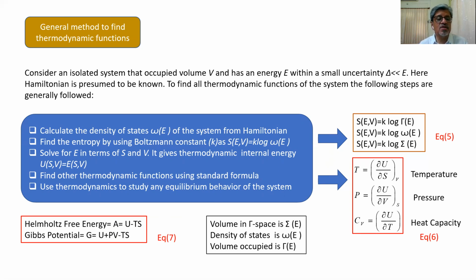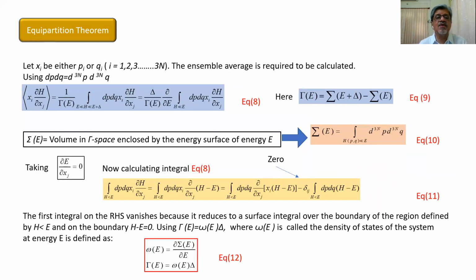There are other functions like Helmholtz free energy and Gibbs potential. Helmholtz free energy is A equal to U minus TS, and the Gibbs potential G is equal to U plus PV minus TS. So those are represented by equation number 7.